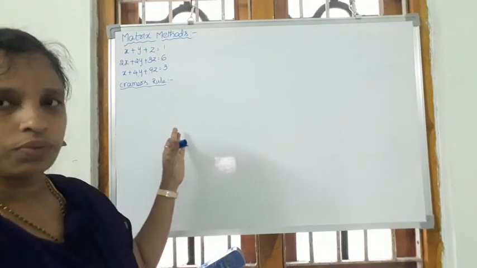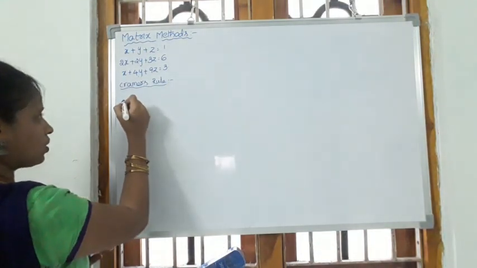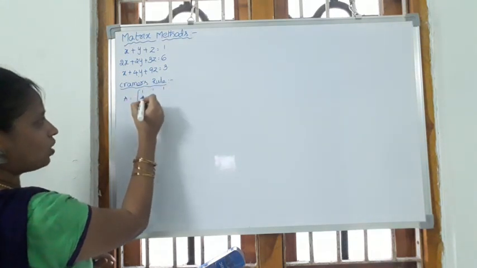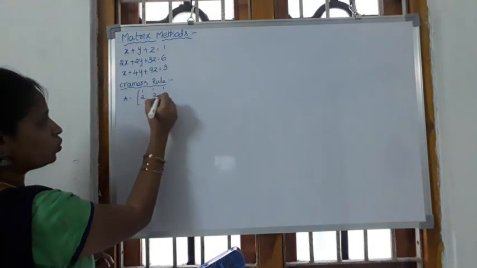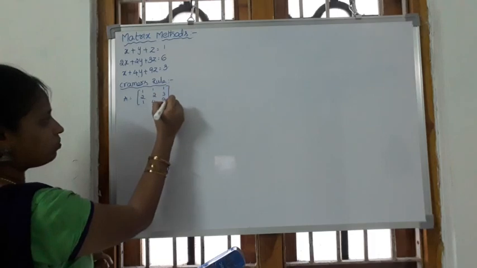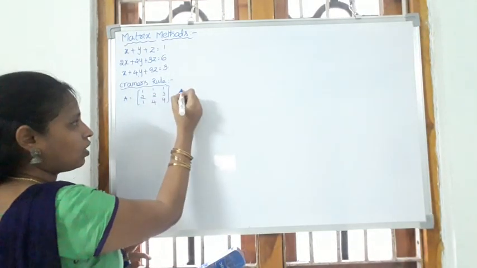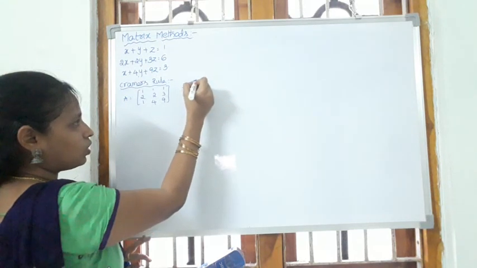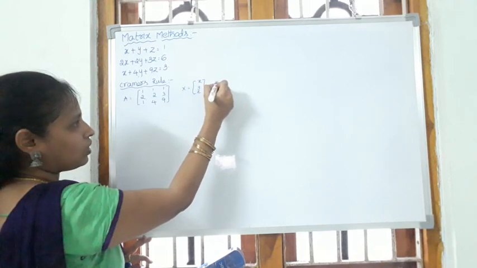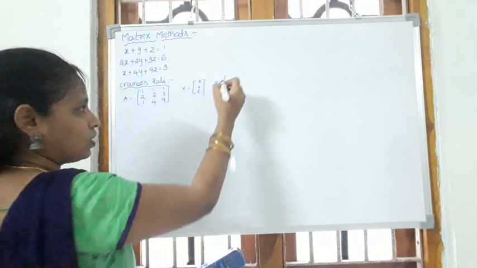In this Cramer's rule, we write the coefficients of x, y, z in matrix A. So A is equal to, the first equation coefficients are 1, 1, 1, the second equation 2, 2, 3, and in the third equation 1, 4 and 9. This is the matrix A. And matrix X is equal to the three variables x, y and z. And the matrix B is equal to the three values 1, 6 and 3.